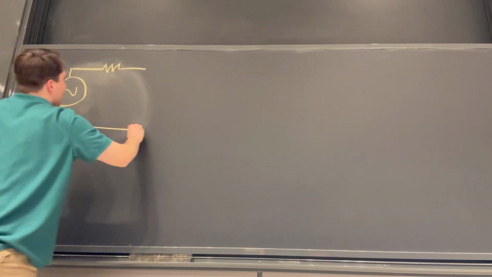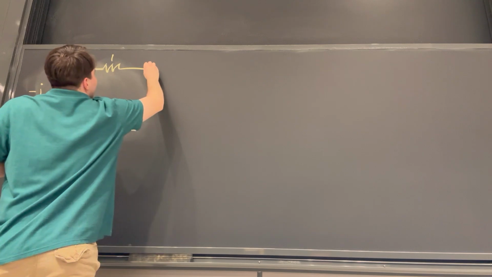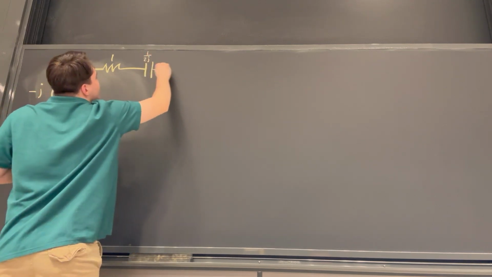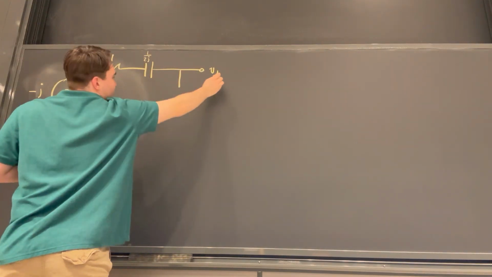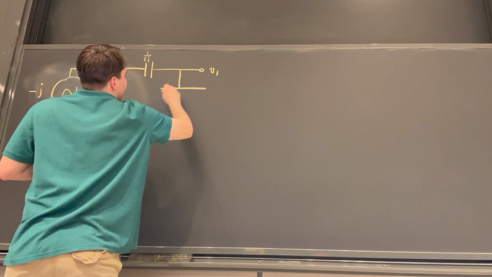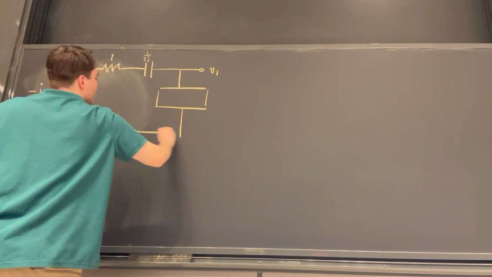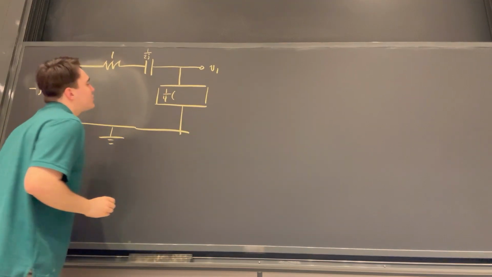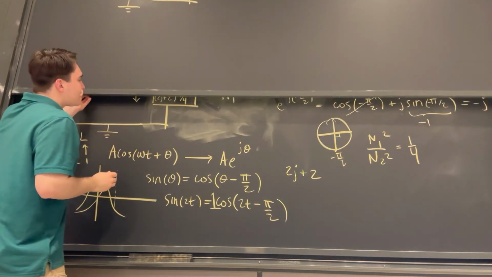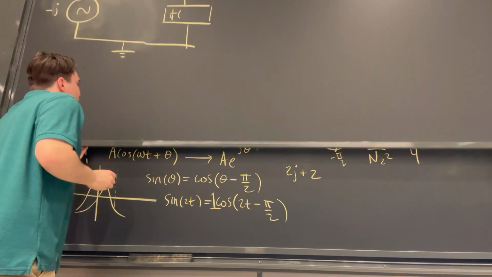So our forcing function over here was negative J. We had this resistor of 1. We had this capacitor, which was 1 over 2J. We had this voltage V1 which now we're looking to find. And then we have this new complex impedance, which is 1/4 times, I think it's 2J plus 2. Am I correct? Yeah. 2J plus 2.